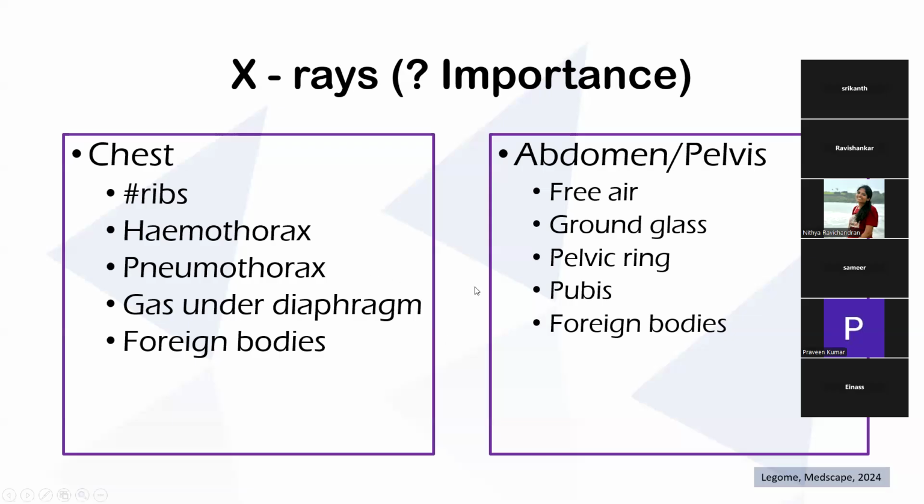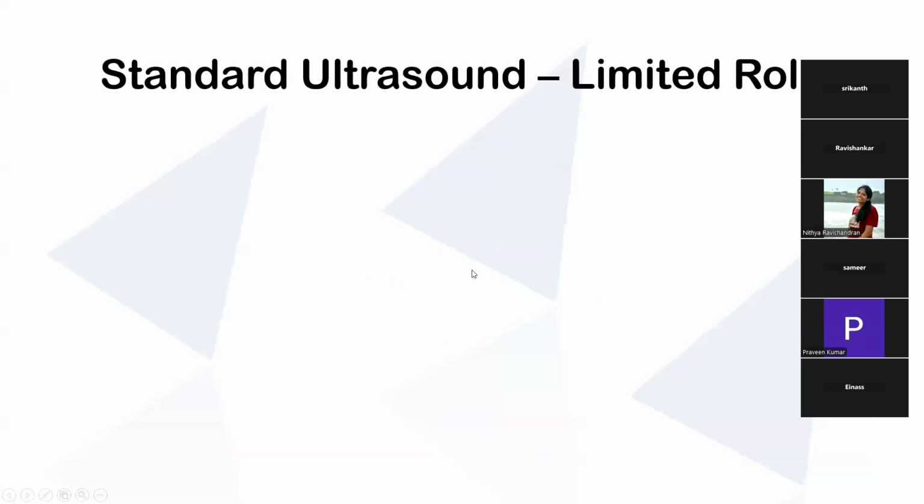Now we talked about FAST, but there is also a standard detailed ultrasound examination. I've already mentioned that it has a limited role, but what are the things that you look for in that? Nikita. Internal organ injuries, like spleen, liver. Yes, solid organ injuries. How sensitive is it for that? Around 70%, sir. Yeah, much less actually. It's not very sensitive. What else?